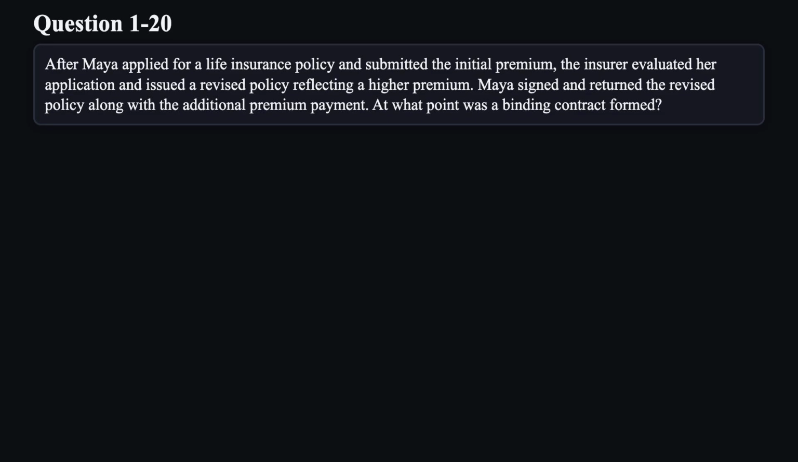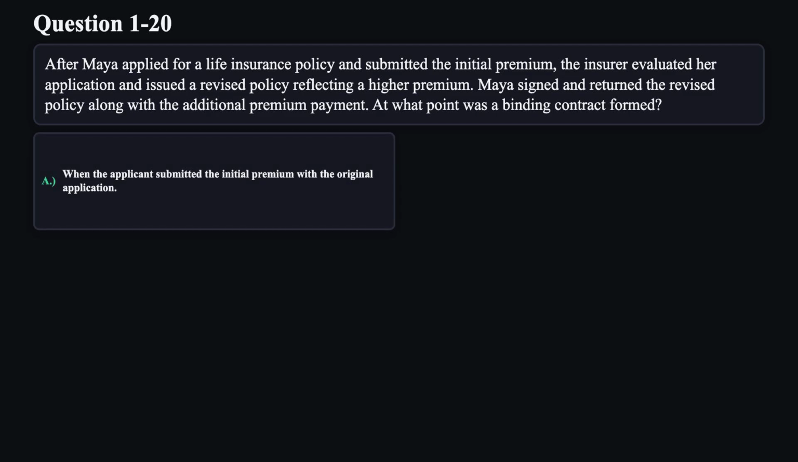Question 20. After Maya applied for a life insurance policy and submitted the initial premium, the insurer evaluated her application and issued a revised policy reflecting a higher premium. Maya signed and returned the revised policy along with the additional premium payment. At what point was a binding contract formed?